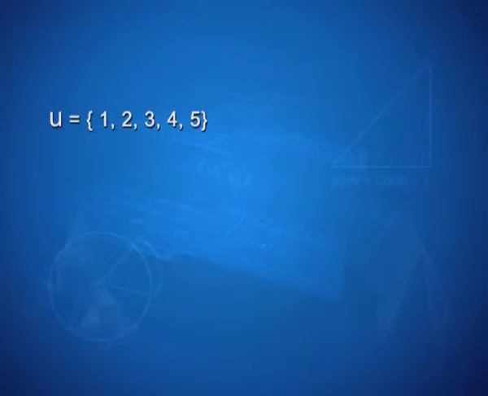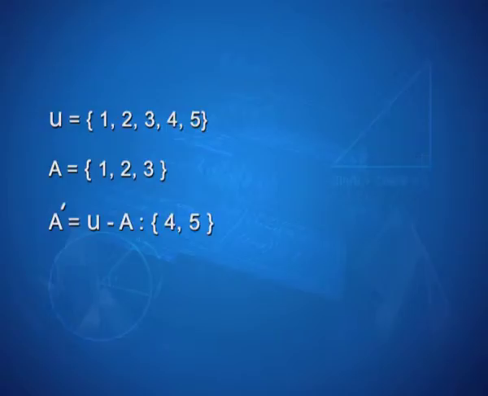Let U be a set containing the elements 1, 2, 3, 4 and 5, and let A be its subset containing the elements 1, 2 and 3. Then A complement will be written as U minus A, that is, all the elements of the universal set which are not a part of set A. This set will contain the elements 4 and 5 only.